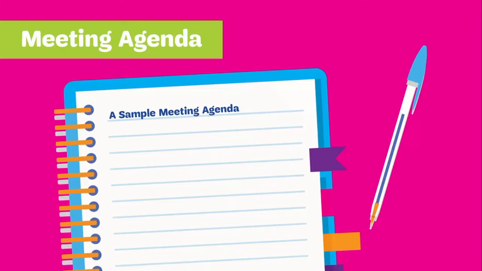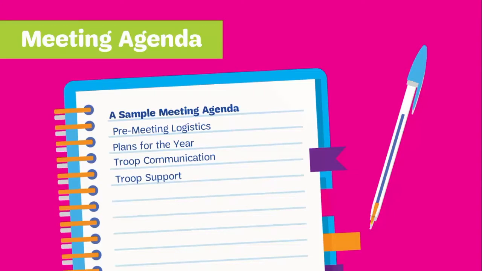When planning this meeting with your troop leadership team, we suggest covering the following topics: your pre-meeting logistics, the plans for the Girl Scout year, troop communication, troop support, possible troop expenses, and all necessary forms.